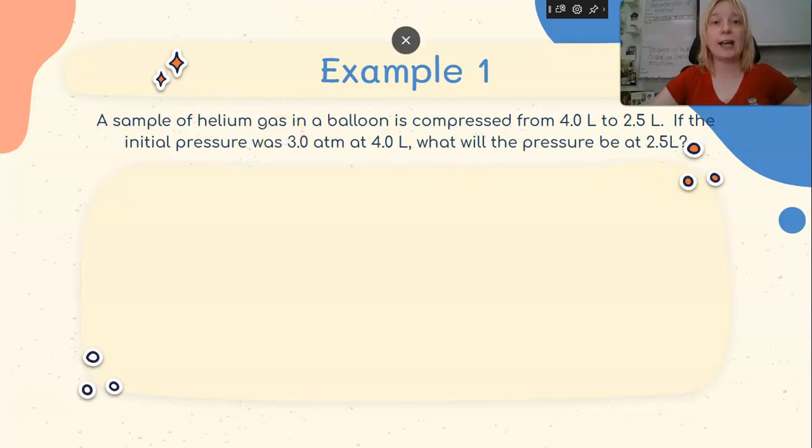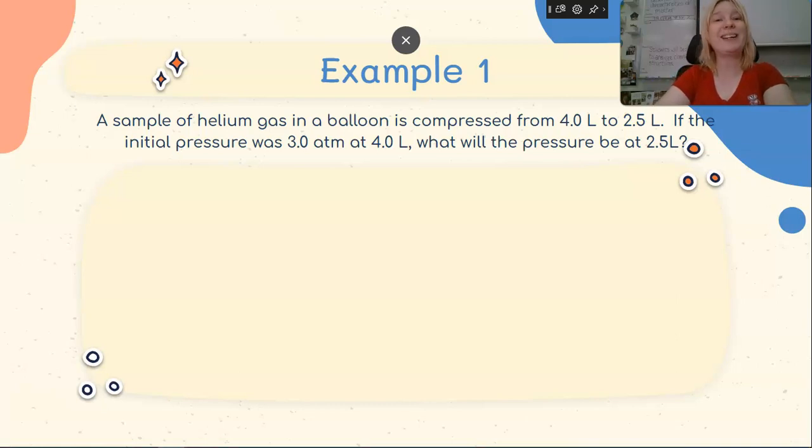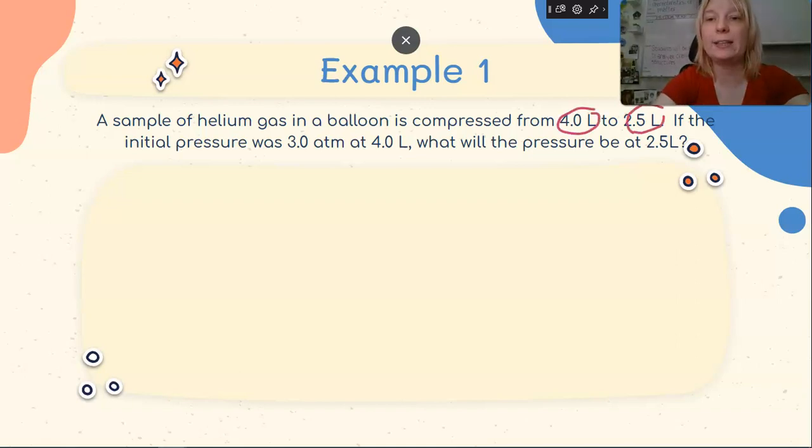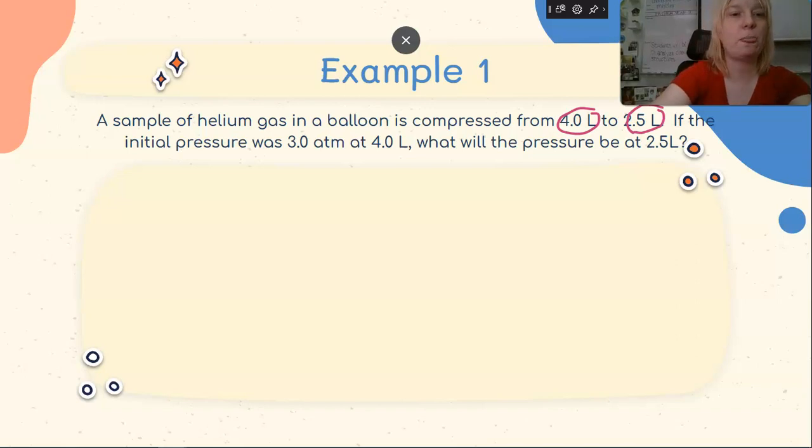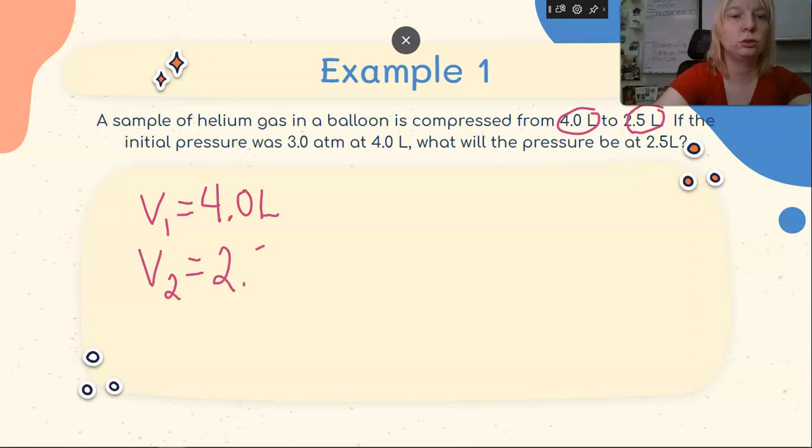So the first thing I highly recommend you do is use the colored pencils or highlighters in your box to color code your variables. So anything that has liters is going to be volume. So I have two volumes, 4.0 liters and 2.5 liters. So my V1 and V2 are those. From this, we can see that my volume is decreasing.